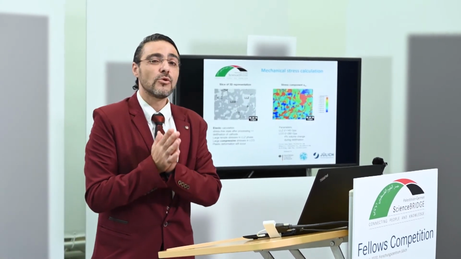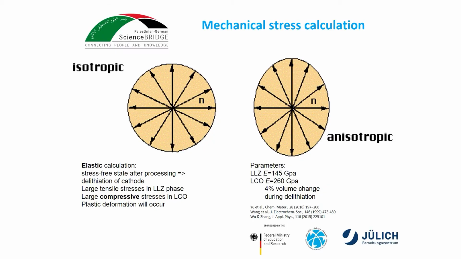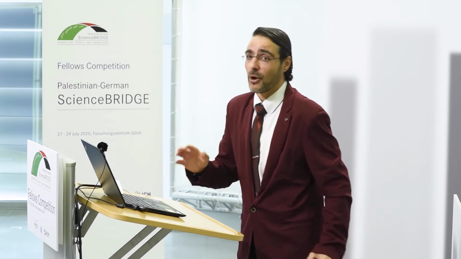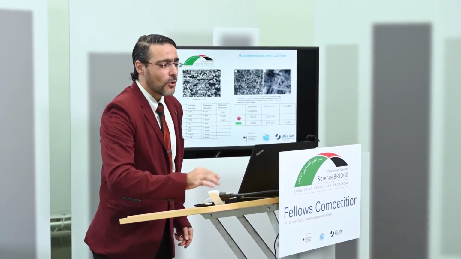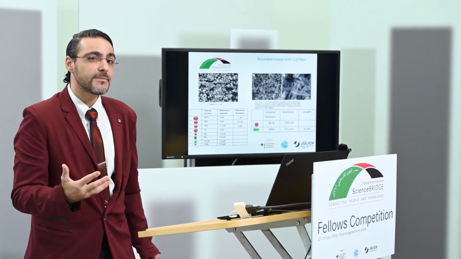But we are going to characterize this in two terms. The first is isotropic, where the material expands in all directions, and the second is anisotropic, which expands in one direction only. It looks like a balloon when you blow it sometimes. So we generated what we had done yet. We had generated two types of microstructure.